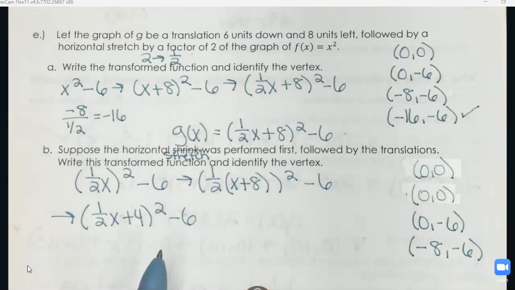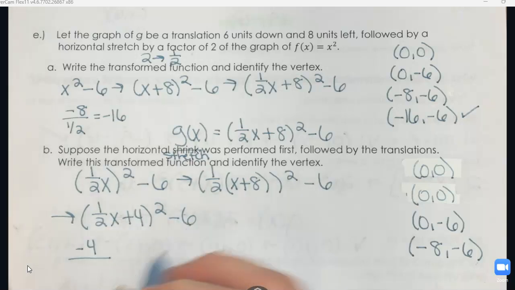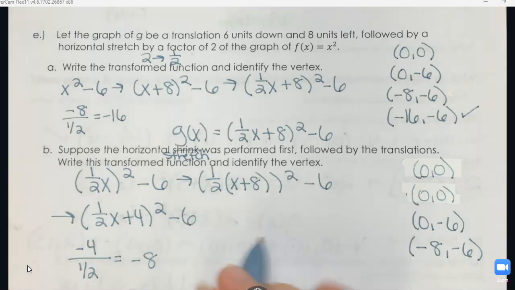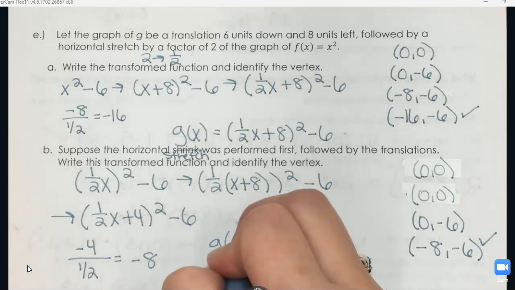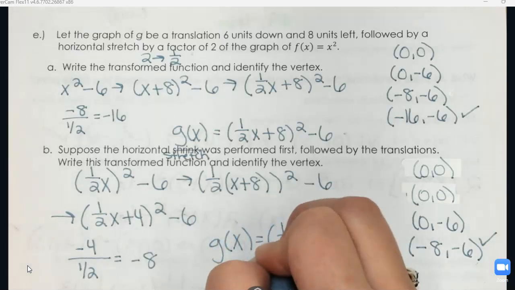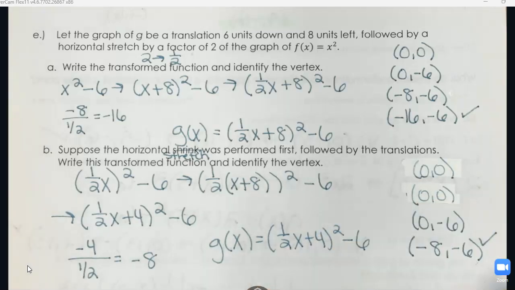Now let's make sure this put our vertex in the correct spot. C divided by b. If this is plus 4, that tells me c was negative 4, divided by 1/2. Negative 4 divided by 1/2 is negative 8. My d value is still negative 6. So our vertex is in the right spot, and this would be our g function: 1/2 x plus 4 squared minus 6.